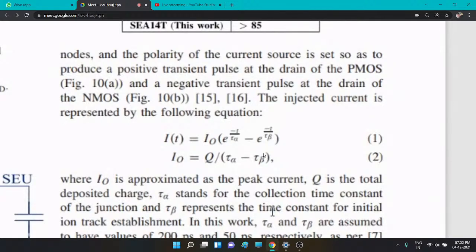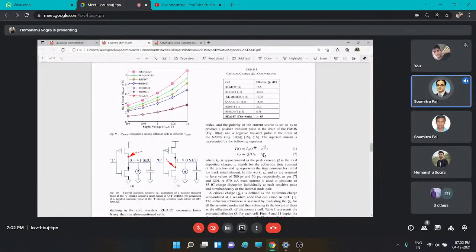So your first job is to simulate that paper, the quadrocoscopal paper. Simulate that. Okay.